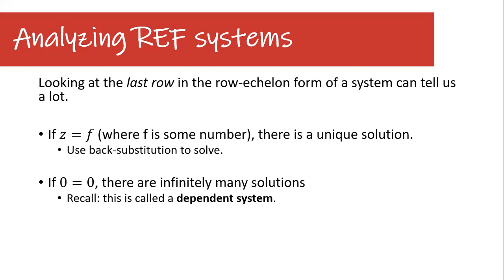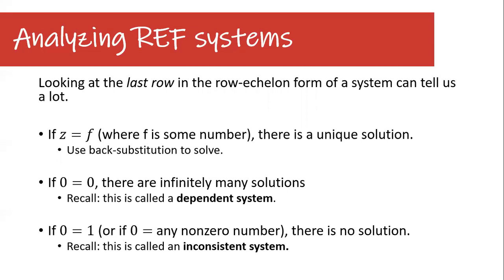Sometimes, though, if we look at the last row, we're going to be left with 0 equals 0. And in this case, we have infinitely many solutions, which if you remember from 2.3, this is called a dependent system. So we ended up with an always true statement called a tautology. It's always true. 0 is always going to be equal to 0. And so we know that there are infinitely many solutions.